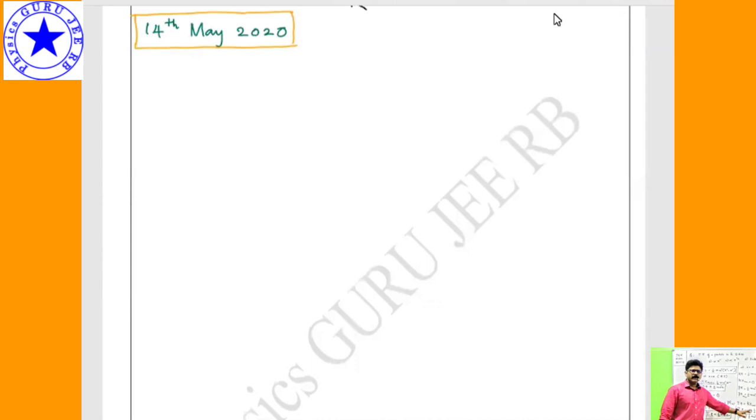So what we have learned in the last classes, we'll summarize and then we'll proceed. First thing, the equation of projectile. We saw the derivation. What is the equation of projectile?